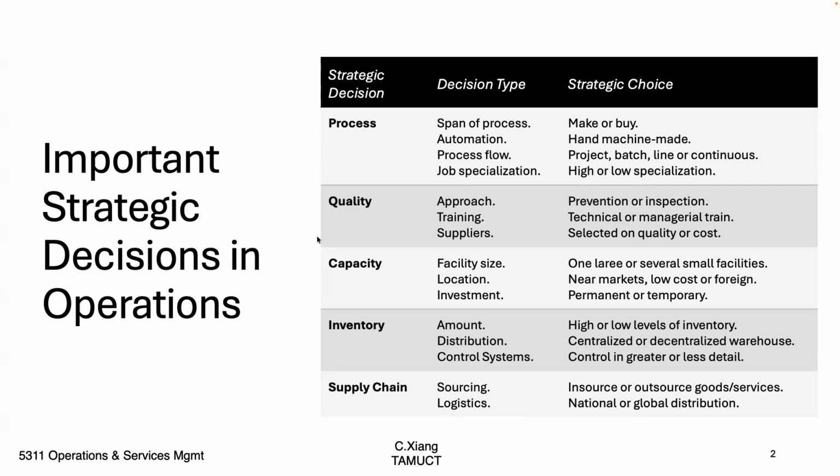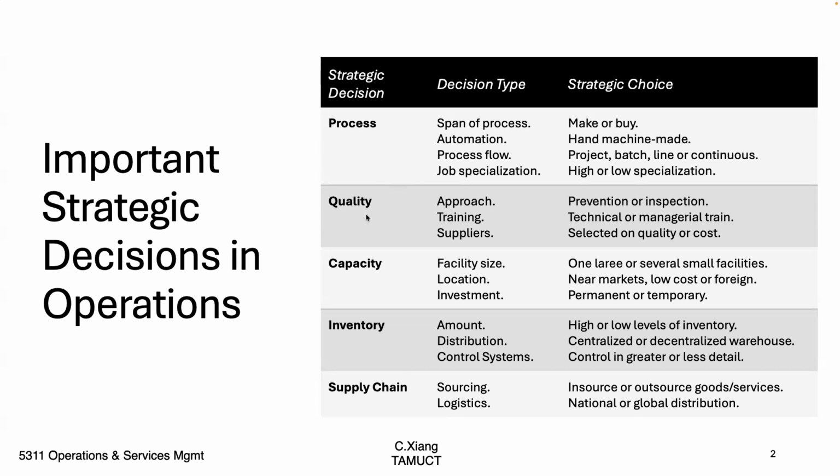Another process-related decision is the level of automation, which depends on factors such as production volumes and investment level. A third example is process flow: how production is organized. Is it a continuous process, or a batch process, or an assembly line like the classical Henry Ford factory? Okay, we will discuss these process types in much greater detail in a later chapter.